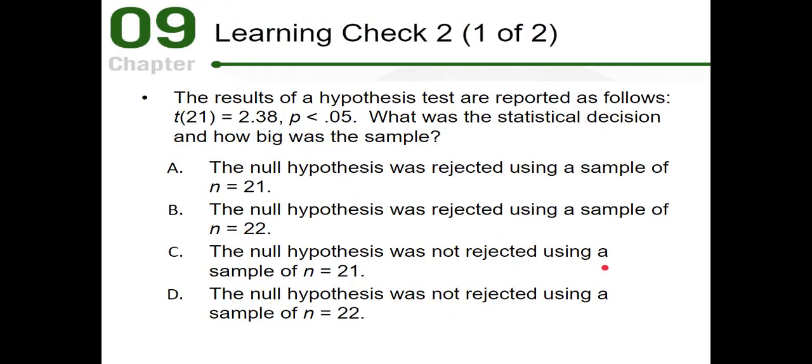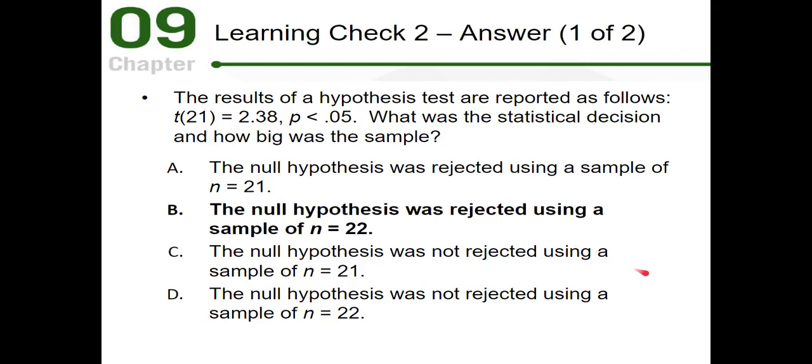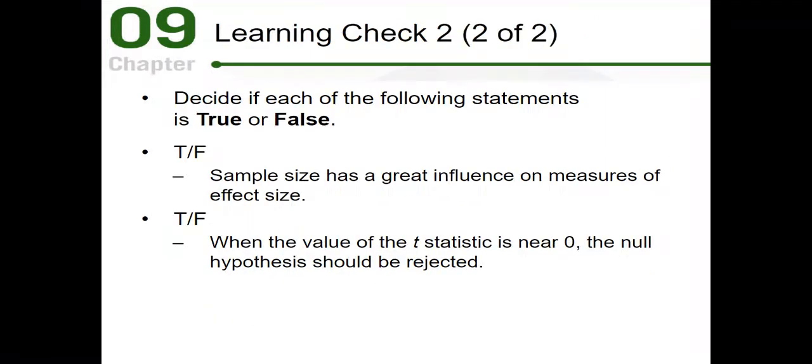So let's go ahead and do another learning check. The results of a hypothesis test are reported as follows. What was the statistical decision and how big was the sample? I'll give you a few moments to think about whether A, B, C, or D is correct. And hopefully you came up with B. The null hypothesis was rejected using a sample of n equals 22.